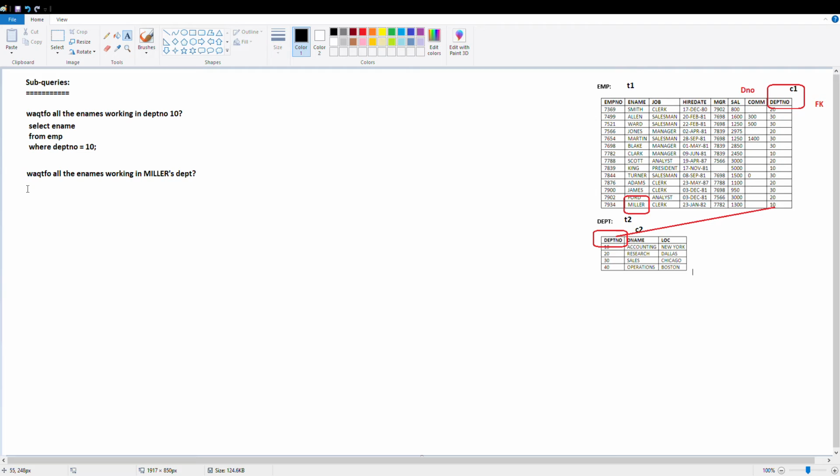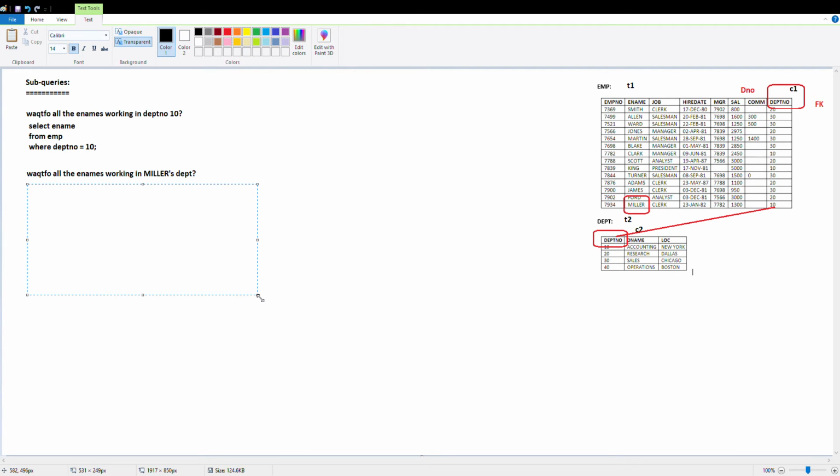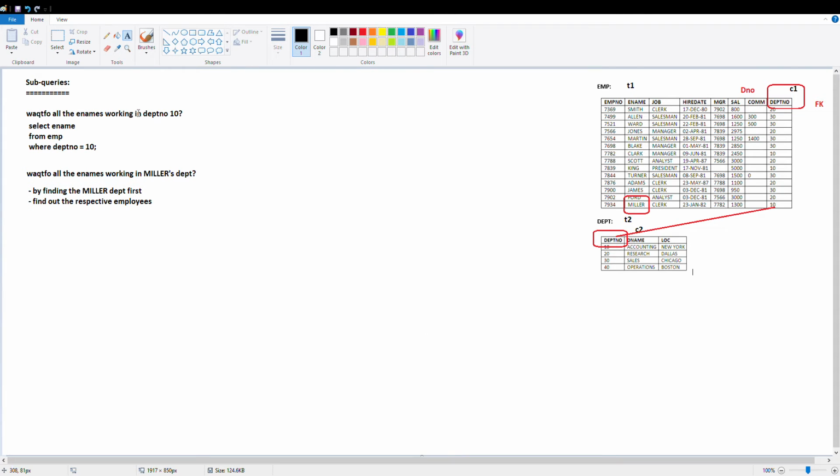But if you look at the second query, I'm not giving you the question directly. I'm giving you the question in an indirect fashion. To solve this question, you have to first find Miller's department. Then you have to find the respective employees, once you have found Miller's department. So how do you solve this question? Try to understand.